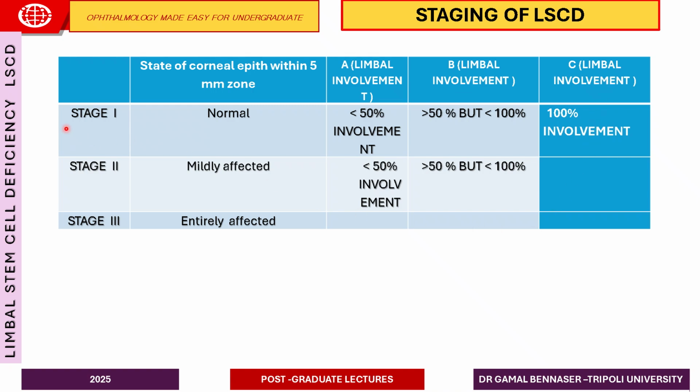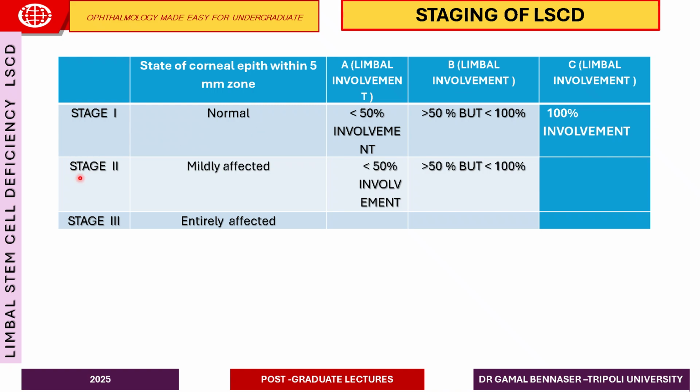So, for example, when we say that this patient has stage 1 limbal stem cell disease, the central 5 mm zone of the cornea is normal. However, it can have less than 50% involvement of the limbus, so it is labeled as stage 1A. And stage 1B has more than 50% involvement of the limbus, but less than 100%. And for stage 1C, there will be 100% involvement of the limbus. So you can see that here you might find a patient with 100% involvement of the limbus, but still he has a normal epithelium in the central 5 millimeter zone.